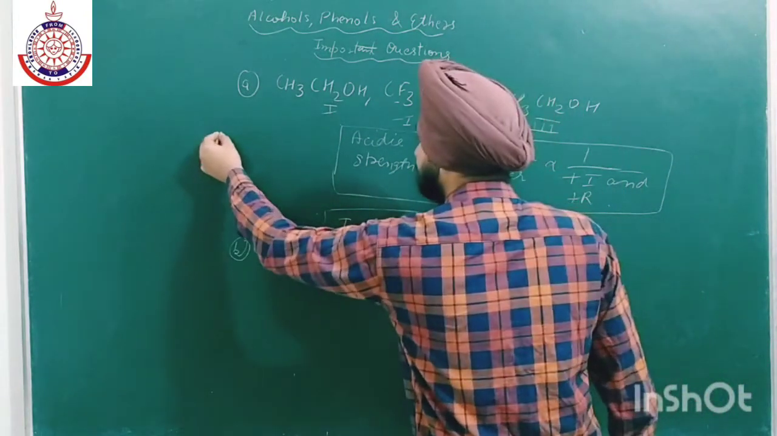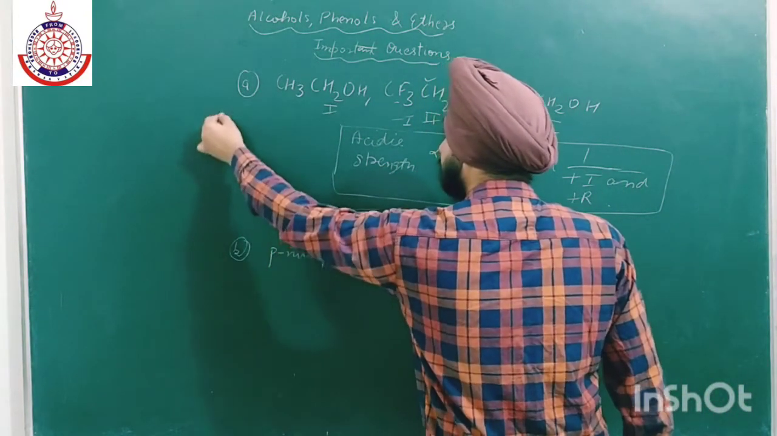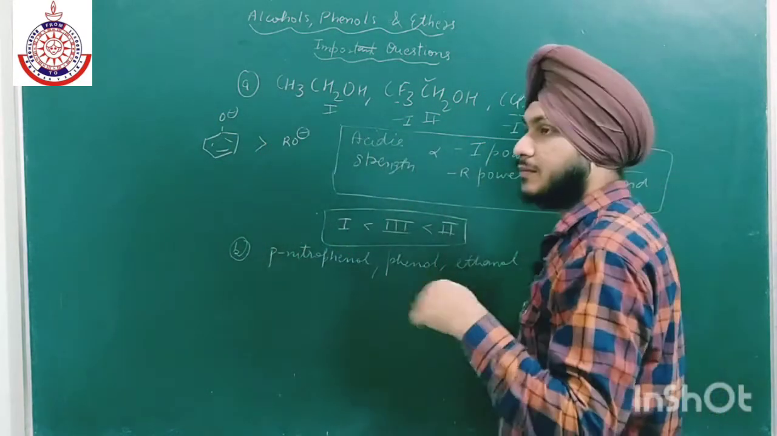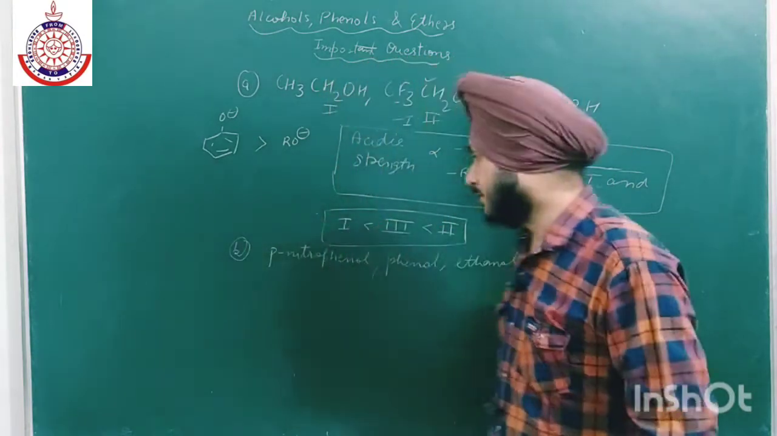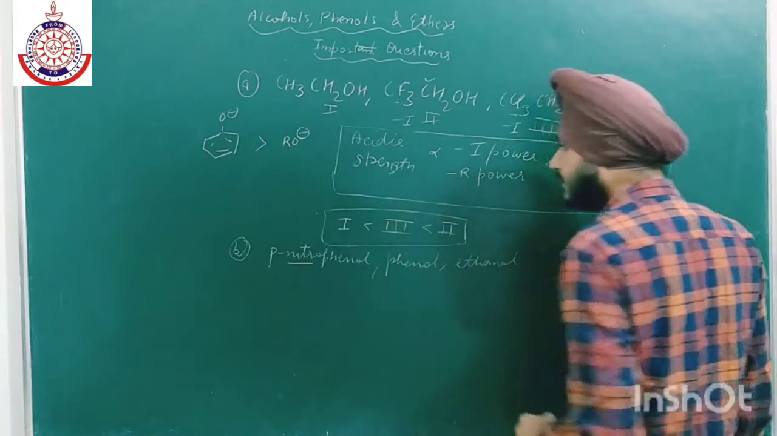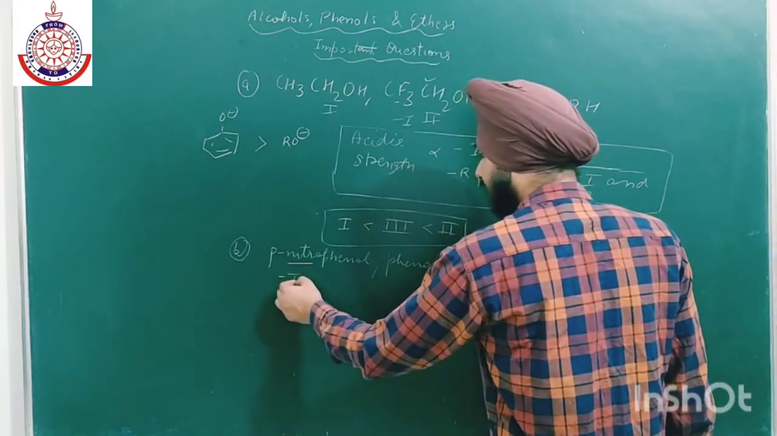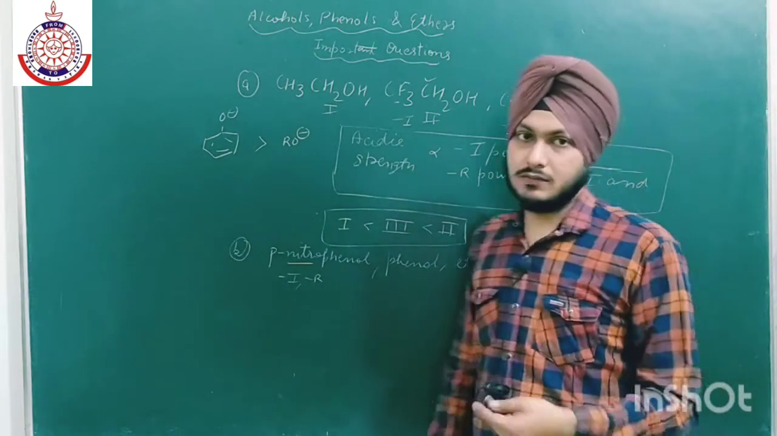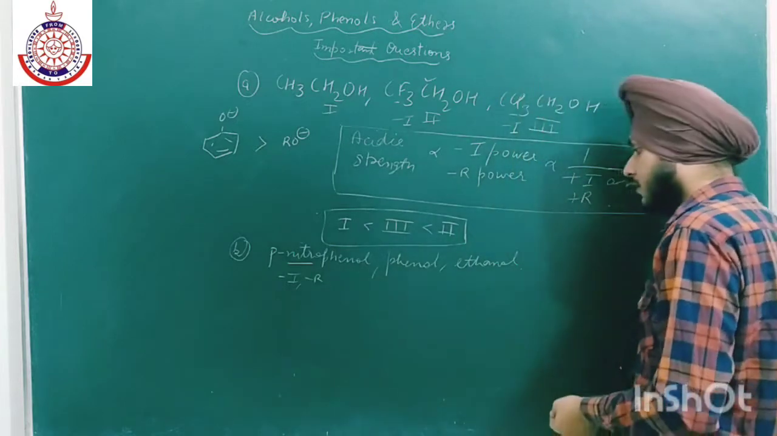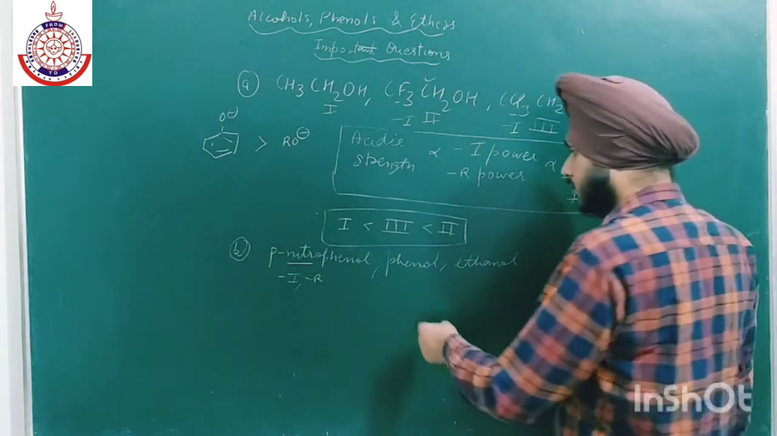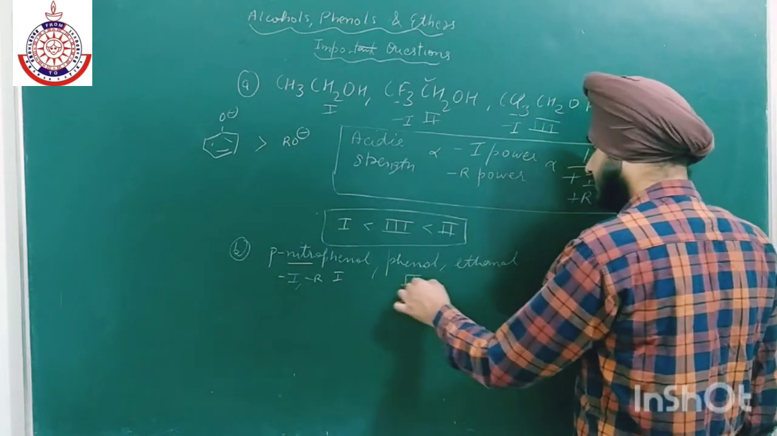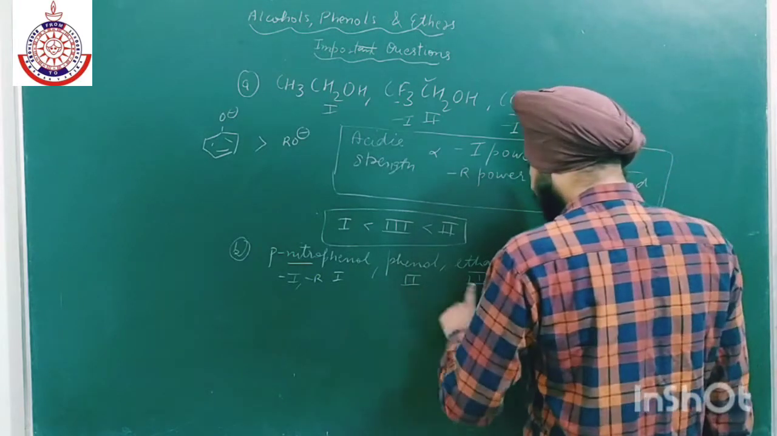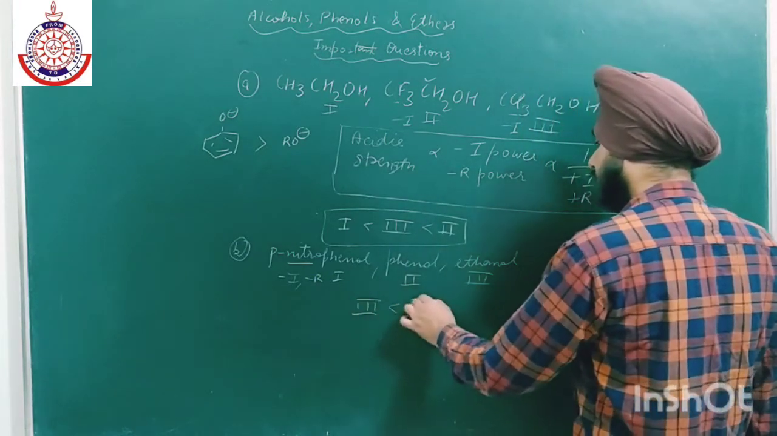The conjugate base formed, C6H5O negative, is very much more stable than RO negative, which is formed by the elimination of protons from the alcohol. Now here the nitro group is again minus I, very strong minus I, as well as minus R. And here we have ethanol and phenol. We all know that the acidic strength of phenol is higher than that of ethanol. So if it is first, second, third, then the order of acidic strength is 3, then 2 and then 1.